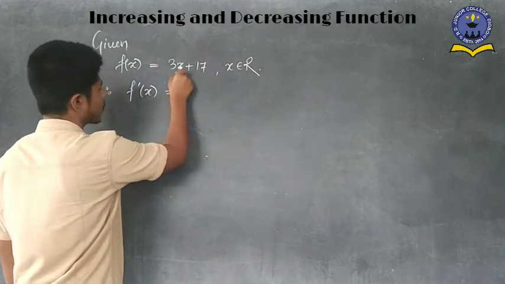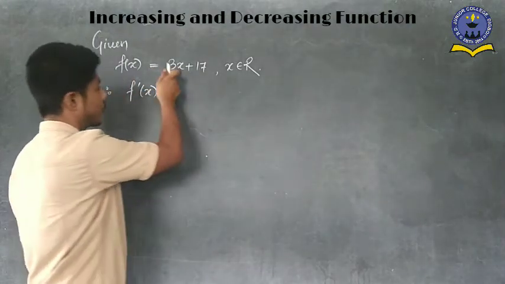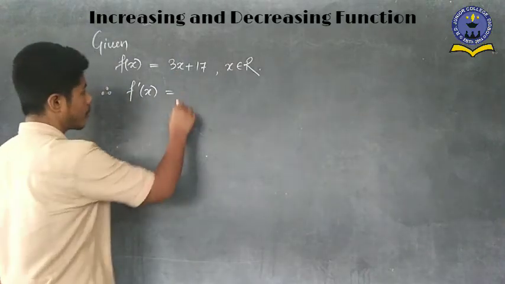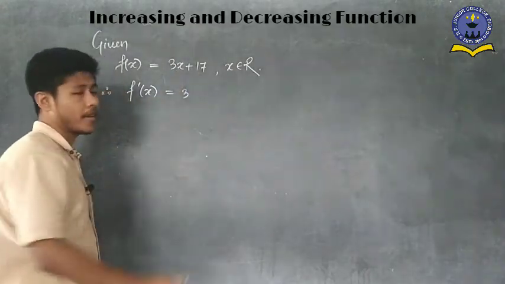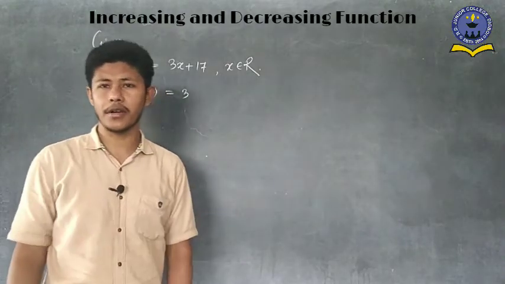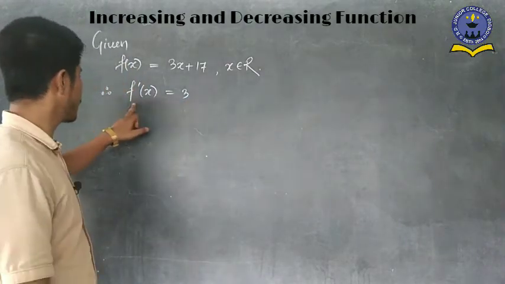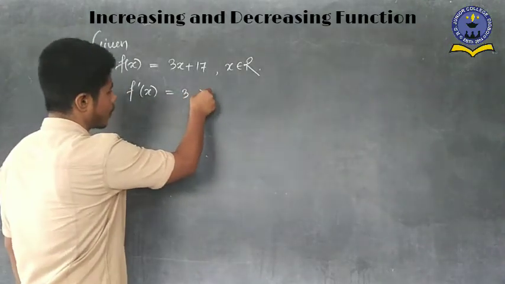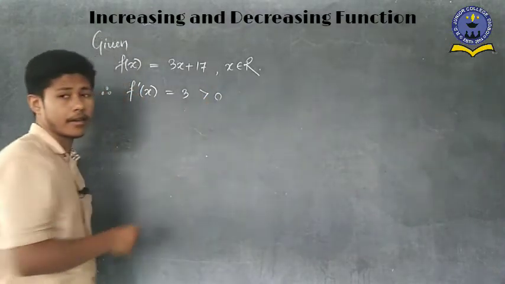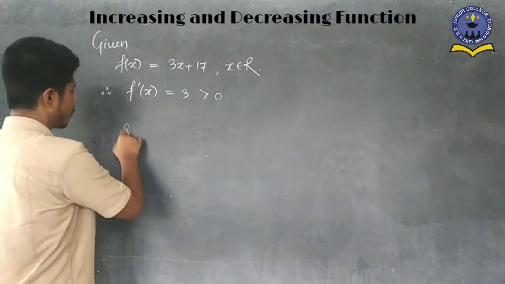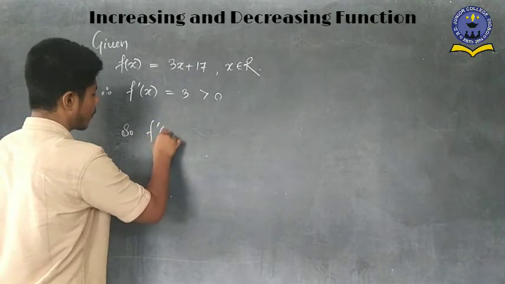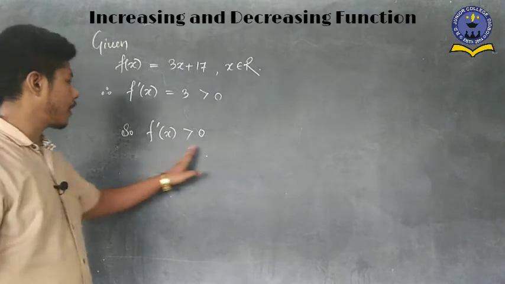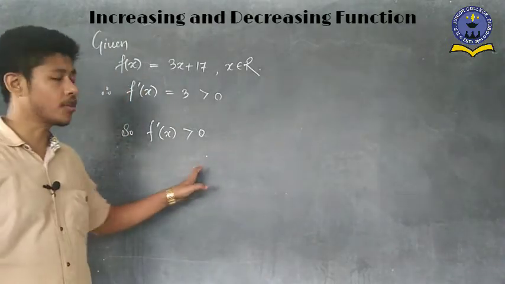If we differentiate, we get f'(x) equal to d/dx of 3x. The constant 3 comes outside, and d/dx of x is 1, so simply 3 remains. And d/dx of the constant term 17 is 0, so no need to write this. So f'(x) = 3. Now 3 is a real number, which is obviously greater than 0, isn't it? So from here we can say f'(x) > 0.